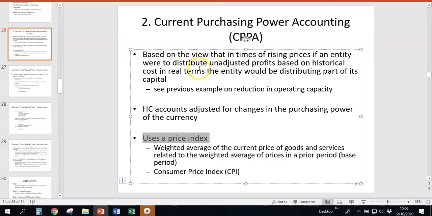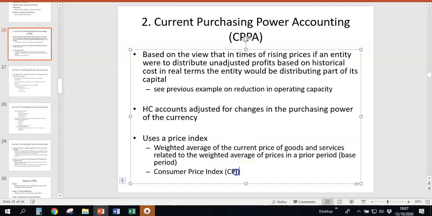So for example, if you didn't adjust profits, you would essentially over distribute profits. You will overpay dividends, and that will essentially reduce the operating capacity. And we've seen that in previous examples with the land, and in our live session. If you use historical cost accounting, you overstate profits, then you overpay dividends, you actually erode the capital of the business and you erode the operating capacity. What current purchasing power accounting does is it uses a generic inflation index.